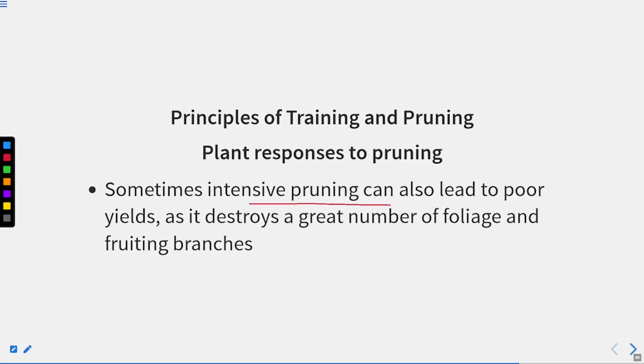Sometimes intensive pruning can also lead to poor yield, as it destroys a great number of foliage and fruiting branches. So the pruning should be in balance. It should not be so intensive that all the leaves are removed and there is no foliage to make food. So it destroys a great number of foliage and fruiting branches, and there will be no flower and no fruit even.